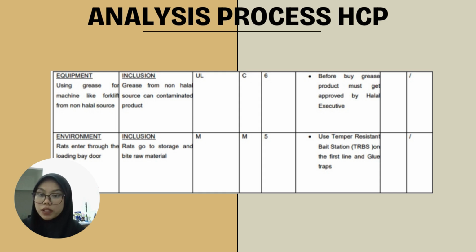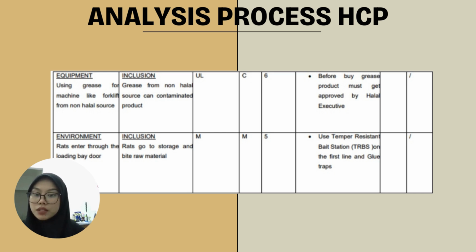Next, we have equipment: using grease for machines like forklifts from non-halal sources. The consequence is that grease from non-halal sources can contaminate the product from halal to become haram. The likelihood for this case to happen is unlikely, and when it happens it will be critical. So the risk ranking will be six, and the control measure will be that before buying, the grease product must get approved by the halal executive.